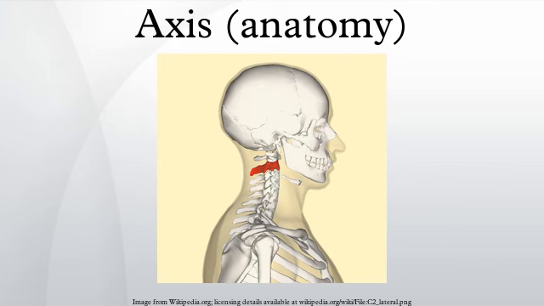Type II fracture extends through the base of the dens. It is the most commonly encountered fracture for this region of the axis. This type is unstable and has a high rate of non-union. Type III fracture extends through the vertebral body of the axis. This type can be stable or unstable and may require surgery.